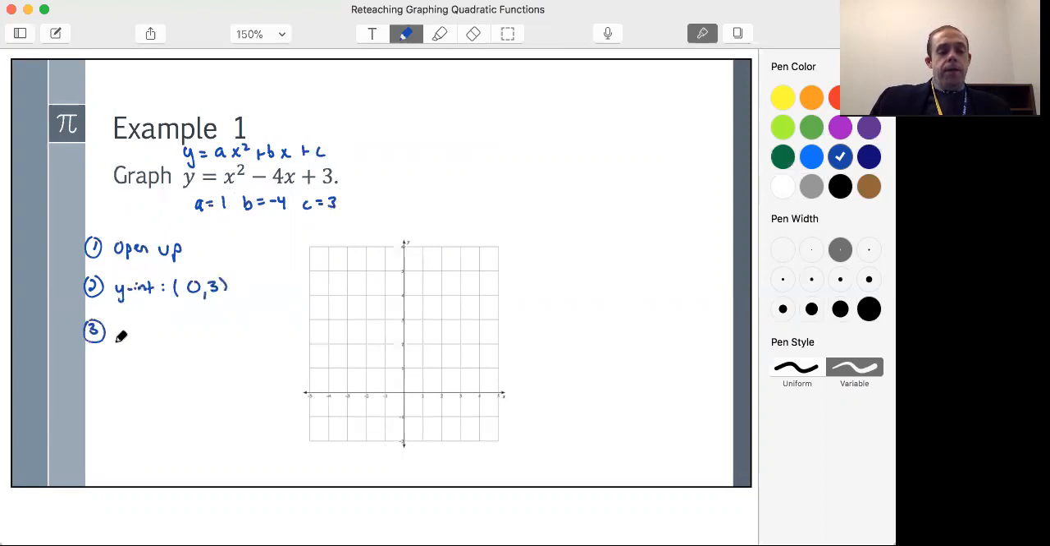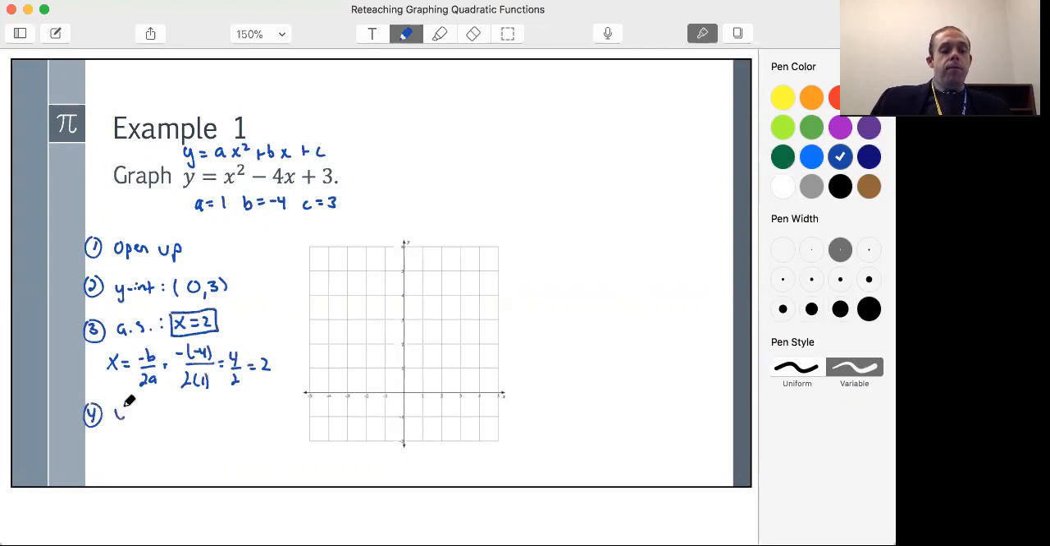And then for step 3, we're going to do a little bit of math. We need to find the axis of symmetry. So we're going to use the formula x equals the opposite of b over 2a. So plug that in, opposite of -4 over 2 times 1. So we get 4 over 2, which is 2. So the axis of symmetry is x equals 2. It's the equation x equals 2.